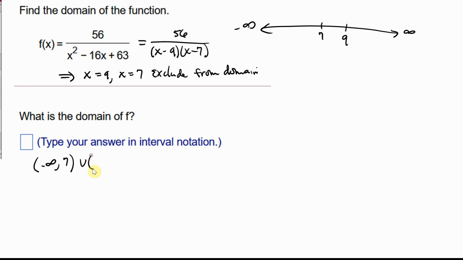So anytime it says exclusion, you pretty much know it's going to be parentheses. Yes sir. Yep. Then 7 to 9, union from 9 to infinity. Right? So bracket means to include, parentheses means don't include the endpoint. Okay? Very good.